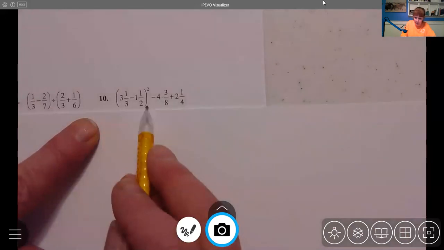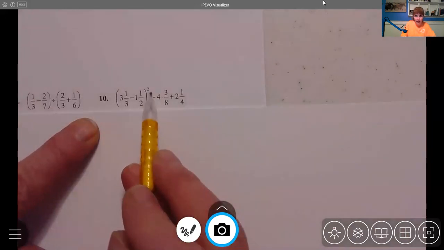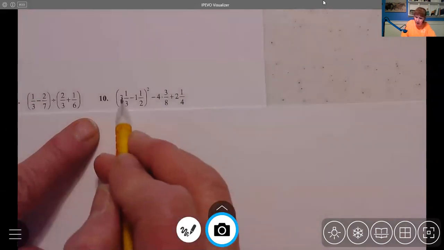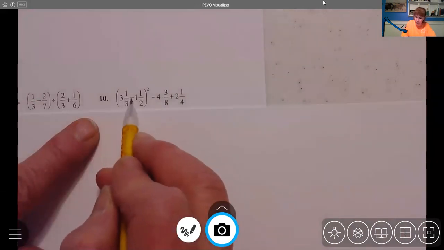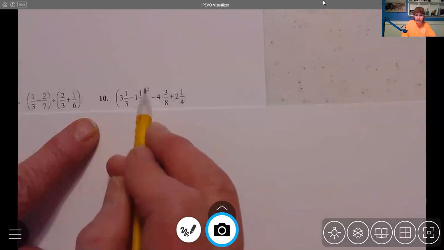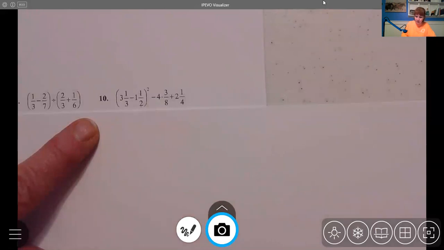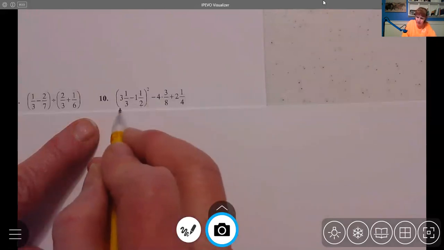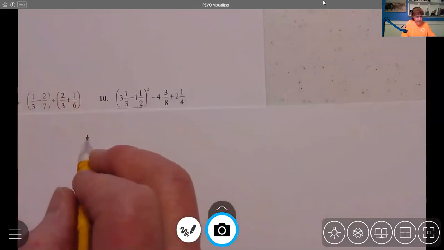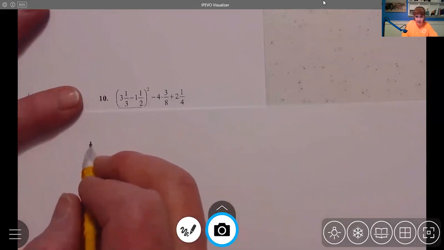So looking at this here, we've got parentheses, we have an exponent, we have a multiplication, and then we have adding and subtracting last. So following our PEMDAS, we'll do parentheses first. So we're going to be taking 3 1/3, and we're going to be subtracting 1 1/2. And then we're going to be squaring that, and say, well, how do you square that result? Well, let's look to see what the result is. So we're going to start in the parentheses first.